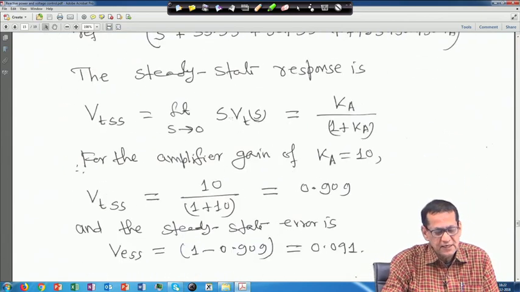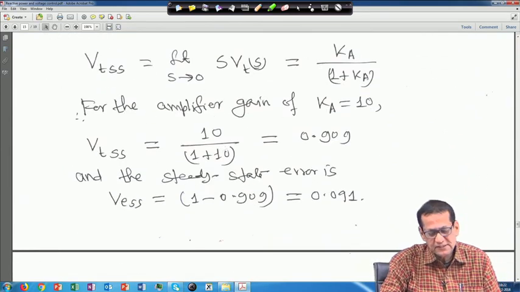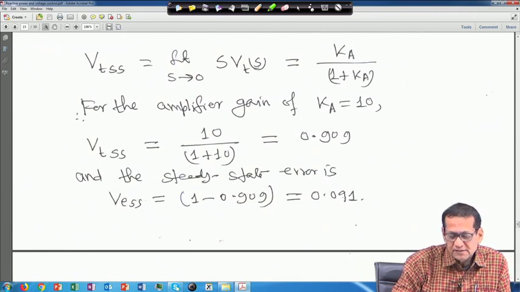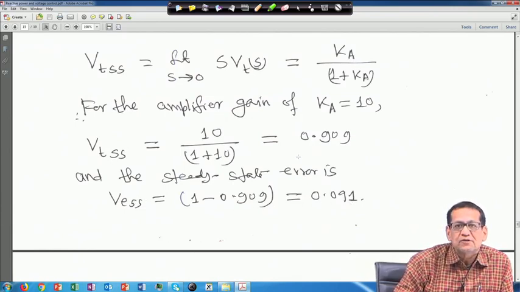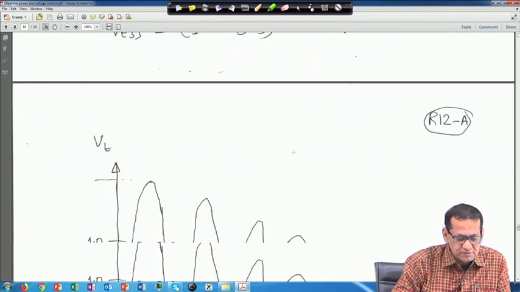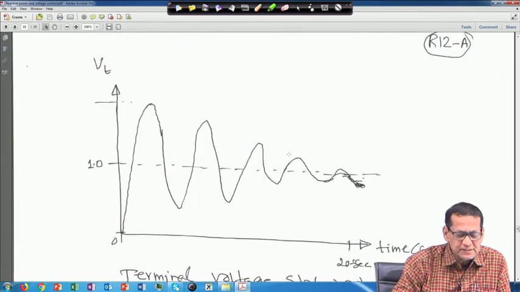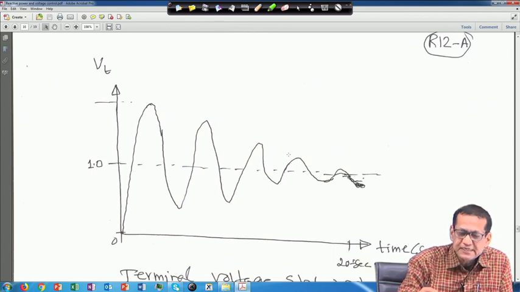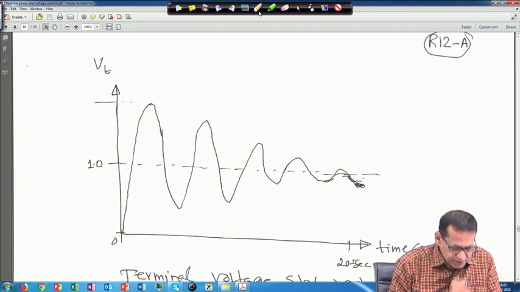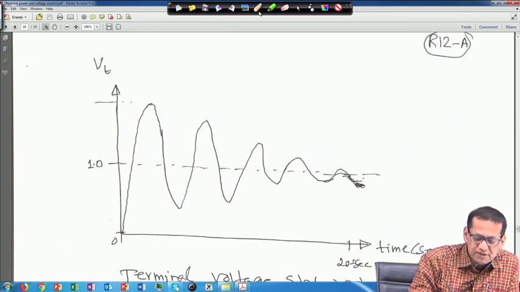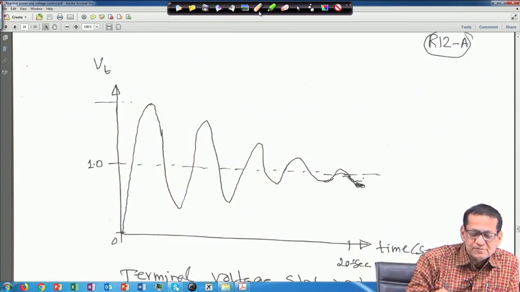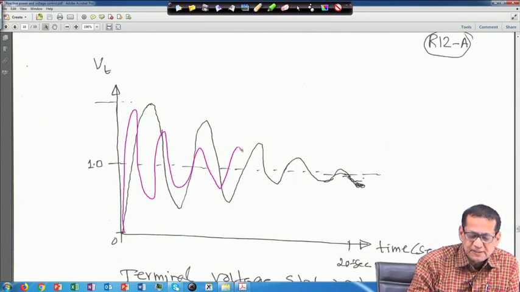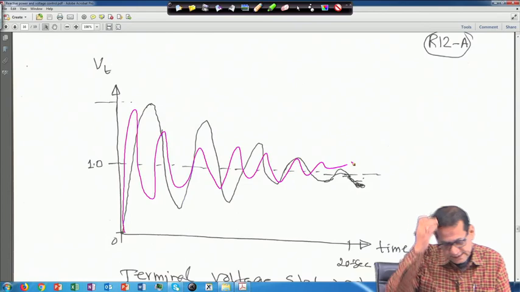Therefore, the steady state error you have seen in the previous class lecture, VE, is a steady state error of 0.091. The error is quite high, right? Now, if you plot the dynamic responses, Vt versus time, it is 20-second time. Although I have shown a few oscillations, the oscillations may be more. It may be like this, like this, like this.